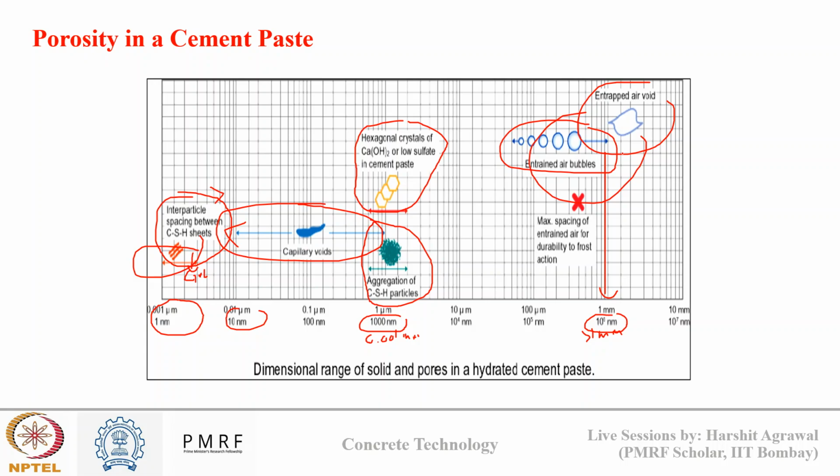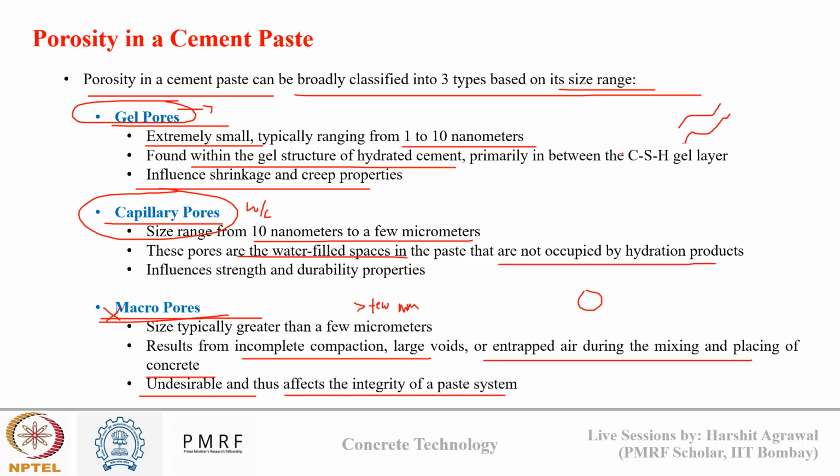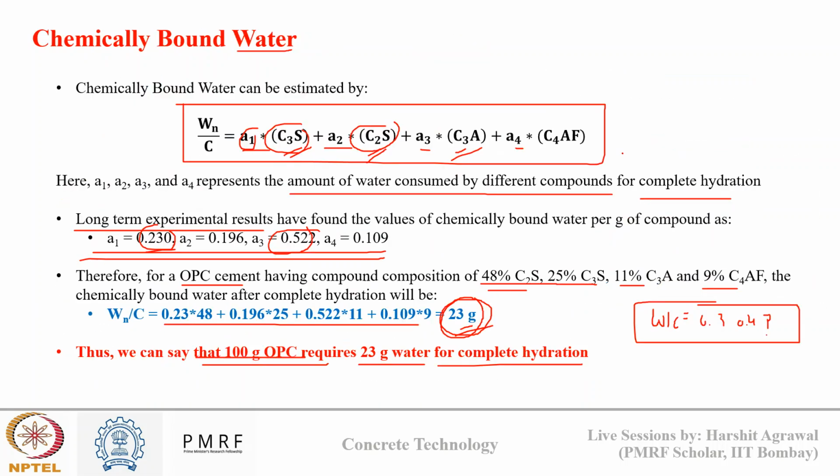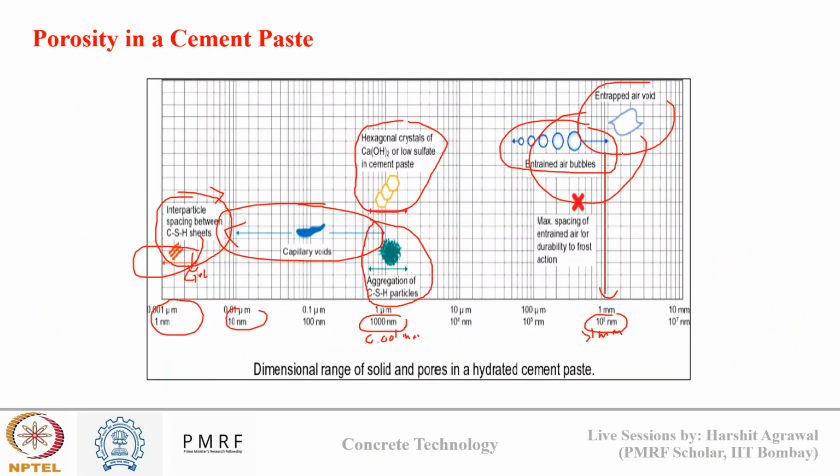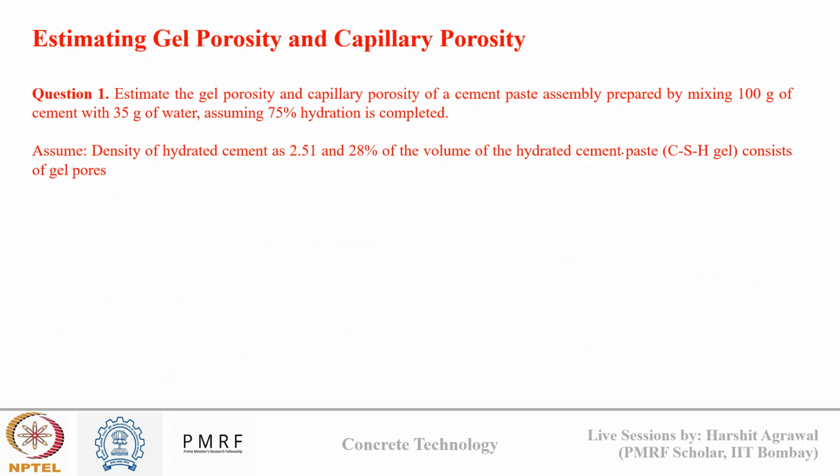Now we have an idea about porosity and water in a cement paste assembly. But if we know how much water we have added and how much cement we have added, how do we estimate what the porosity inside will be, or what the capillary water is, or how much the gel water is? How do we do that estimation? For that, let's see one numerical.